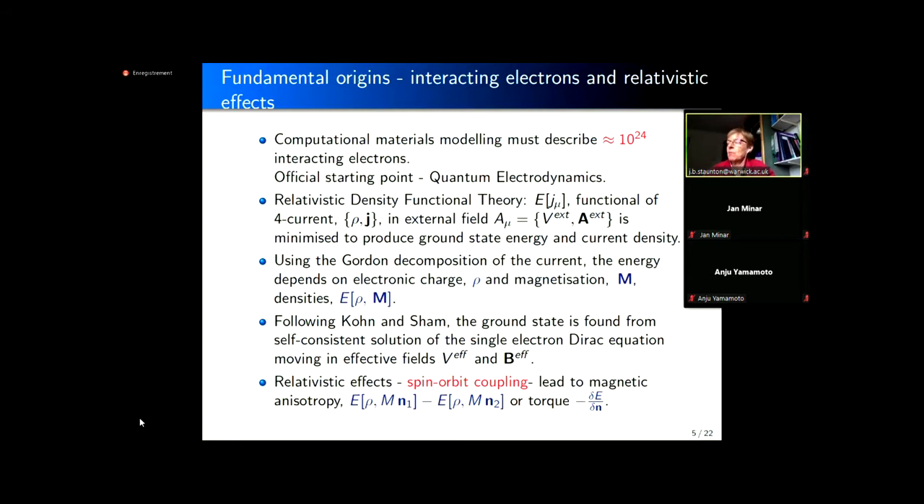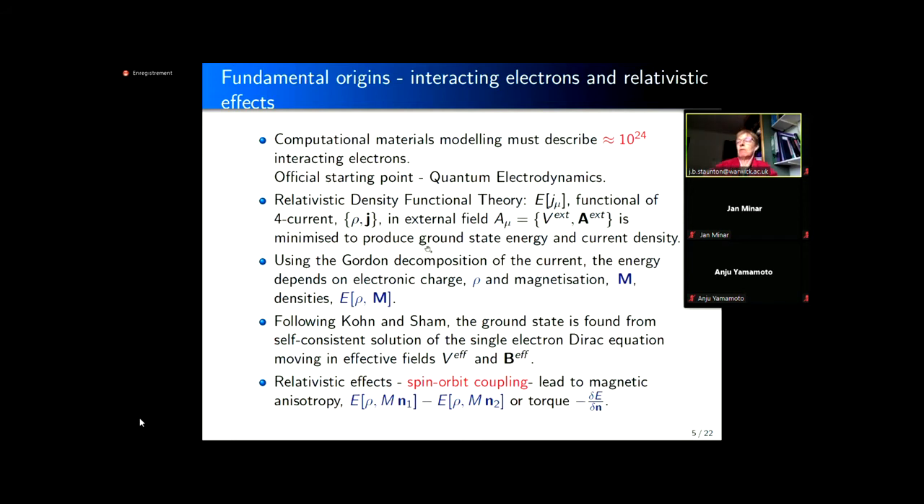And just in the same way that the arguments for regular density functional theory proceed, you would then minimize this functional to produce the appropriate ground state energy and current density. So that's all written down. And so this minimization would be carried out exactly the same way as Kohn and Sham set out, but in this case you'd solve a single electron Kohn-Sham-Dirac equation rather than a Kohn-Sham-Schrödinger equation. A single relativistic electron moving in an effective field set up by all the other electrons.